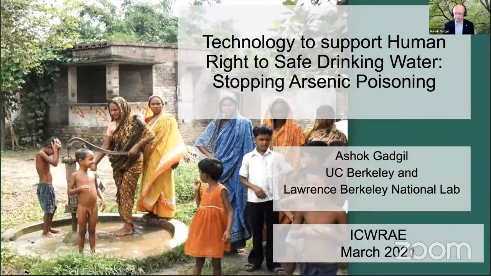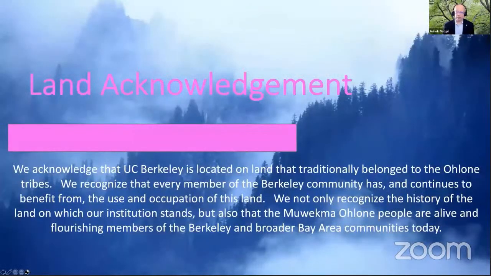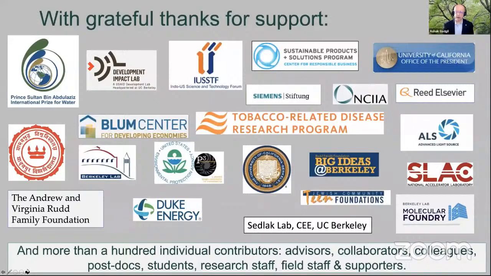I start by giving a land acknowledgement that UC Berkeley is located on land that traditionally belonged to Native American tribes, Ohlone tribes, and we all benefit from occupation and use of those lands, and we recognize the history of the land on which we work. And I gratefully thank for support numerous institutions and donors and advisors and well-wishers and friends of this effort, which has extended for 15 years now.